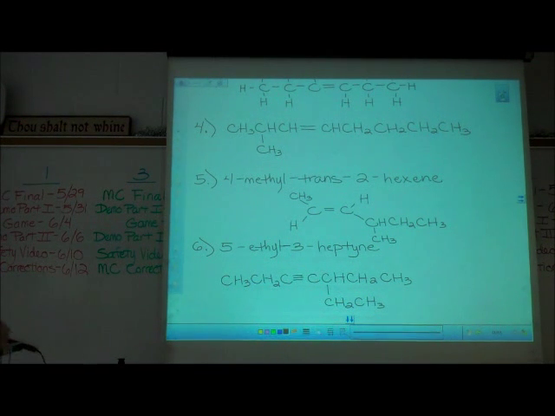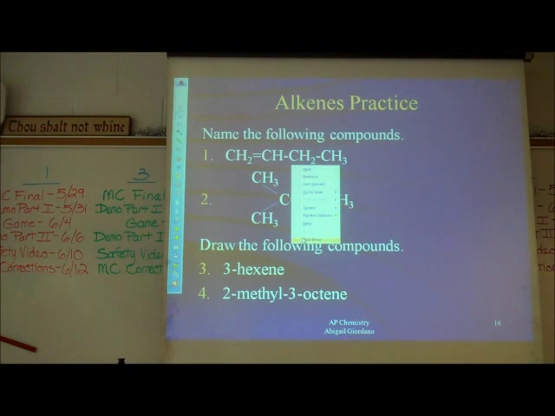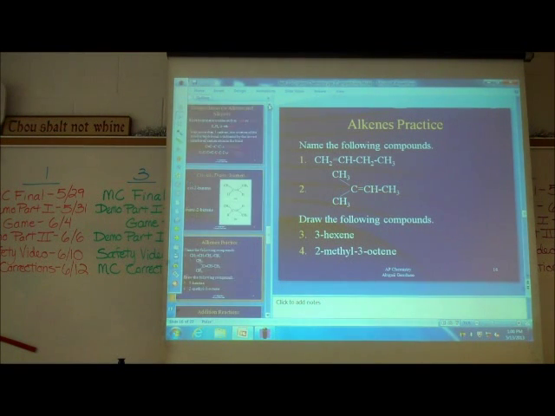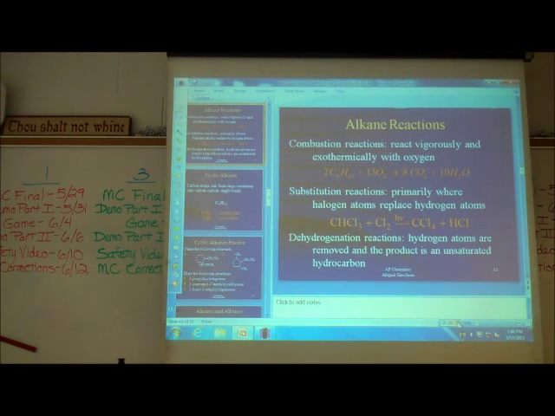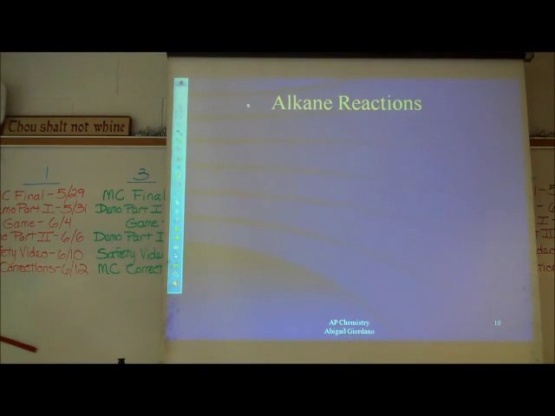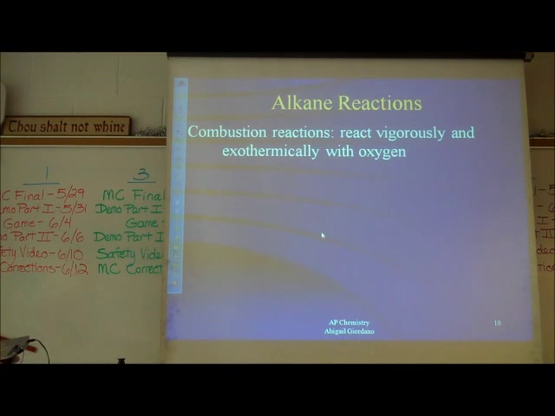Okay, I skipped a slide when we first started this chapter that I now want to go back to. So let me get there. This one. Okay. It's just some very simple reactions that come up in an organic setting, and this is the simplest one.